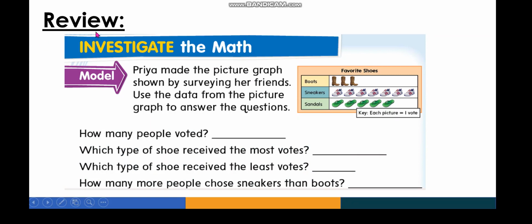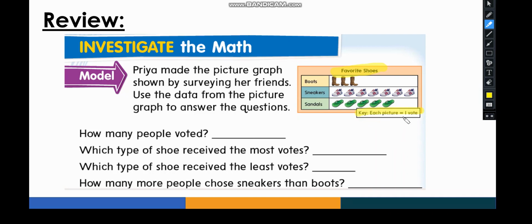Now let's review about, this is review about analyze picture graph. Okay, now first I have to look to this picture before I read. I told you what you have to highlight first. Yes, the title, favorite shoes, and the what? Key.